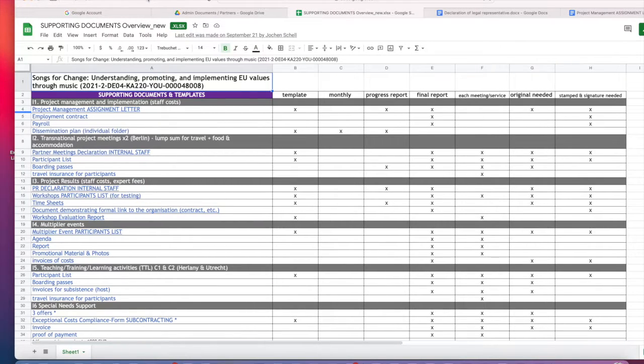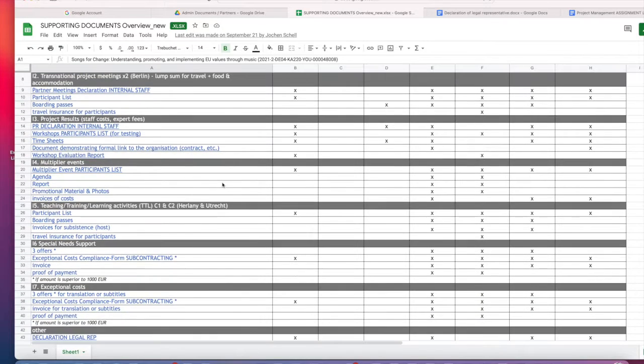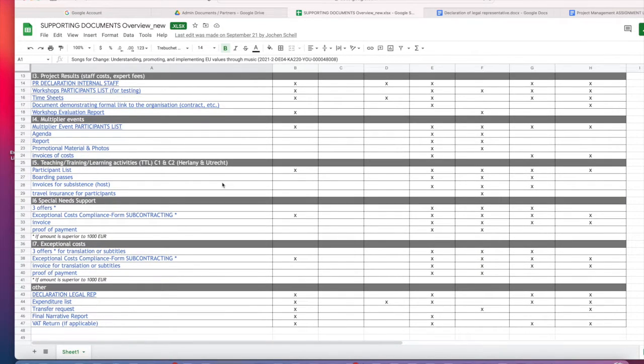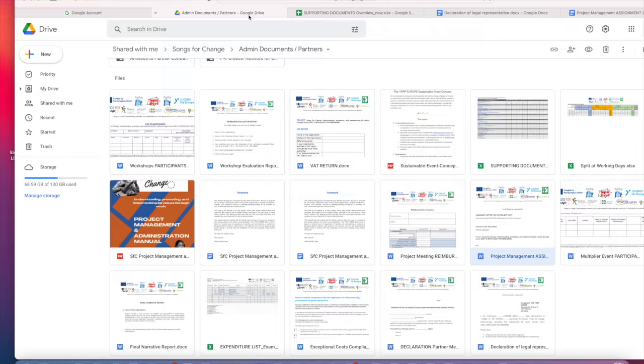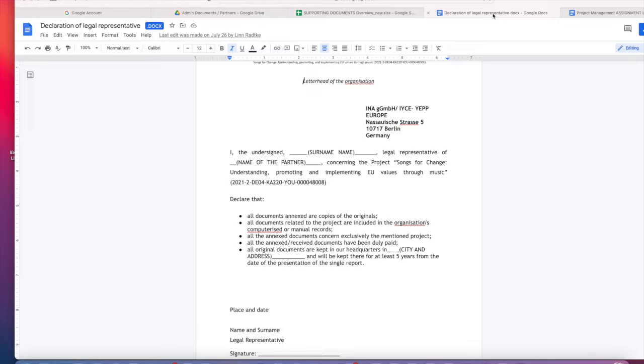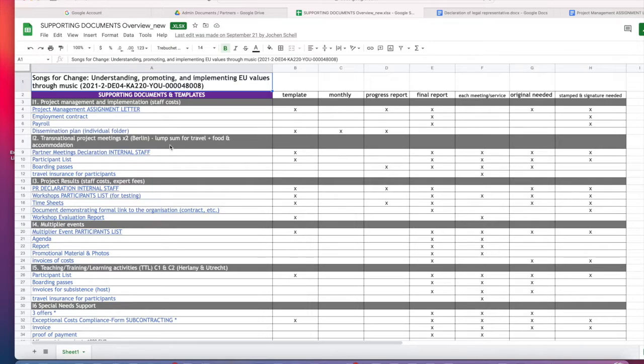Okay, so here we have a document which is also on the Google Drive, which summarizes all the key documents in relation to the project, the Key Action 2 project, and these documents are also linked in the different sections of the project management and administration manual of each project. And here we have the list again, structured in the same way, then the budget, then the cost categories of the project. So we're starting here with project management, and the different documents to be handed in.